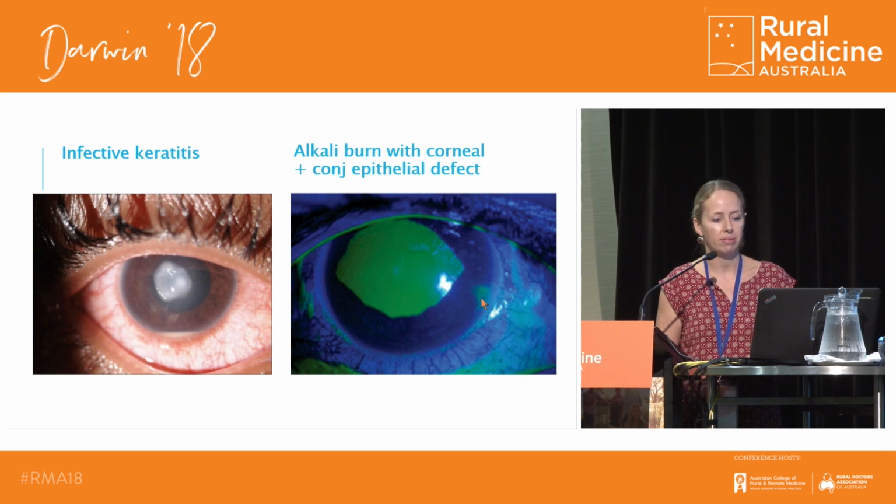On your left-hand side, this is again a fluorescein test. There's a big corneal defect there. This is someone who's had an alkali burn. You can see there's a little bit of subtle staining around the edge here on the conjunctiva as well.